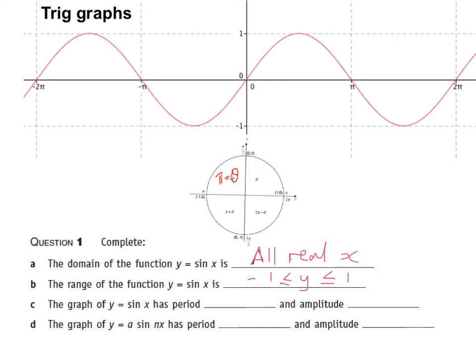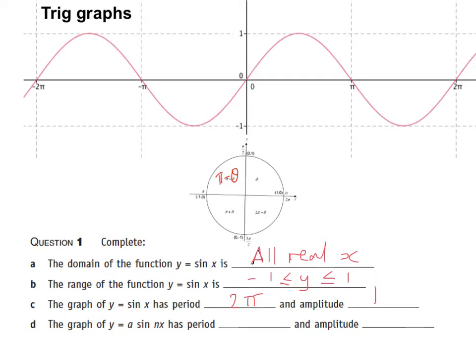The graph of y equals sine x has period. Okay, so that means how often is it repeating? If we're starting here, it starts to repeat again another period there. So the period is 2 pi. And amplitude is how far up it goes there. So you can see the amplitude is 1. The amplitude is always going to be a positive number, even if the graph is flipped.